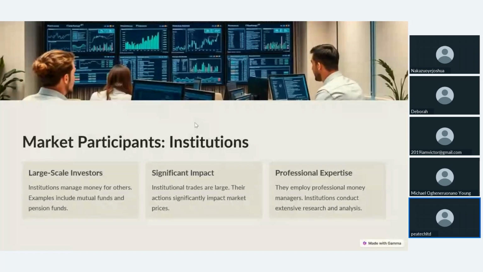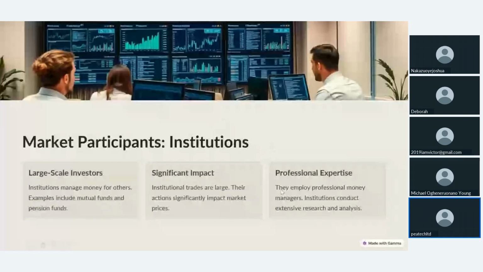Then we have significant impact. The institutions have significant impact in the trade because they trade with large funds. Their actions can affect the market price. So what you see under it is just an explanation of what institutions do. Okay, sir. All right, do you understand now? Yes.